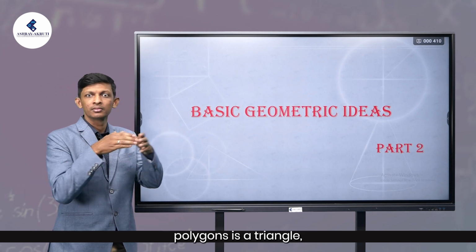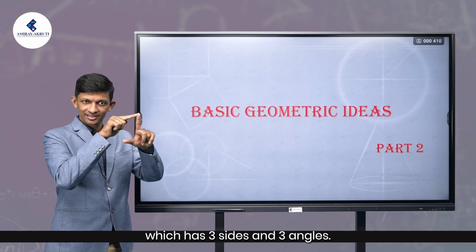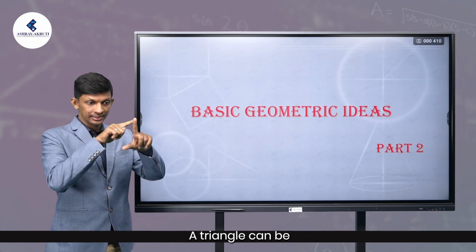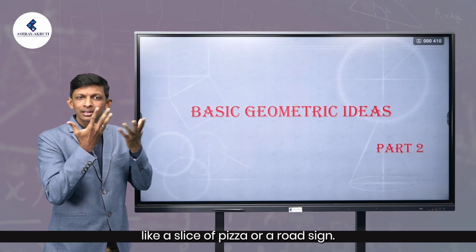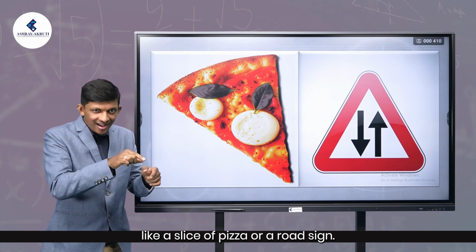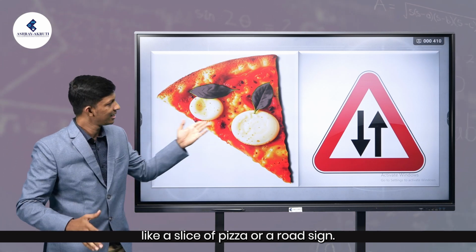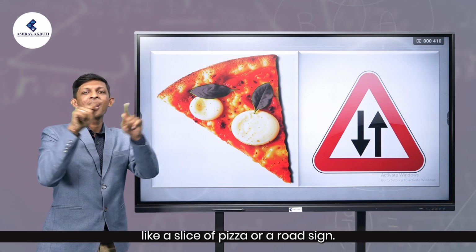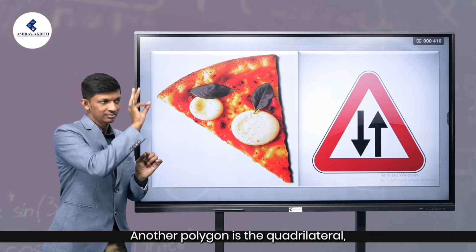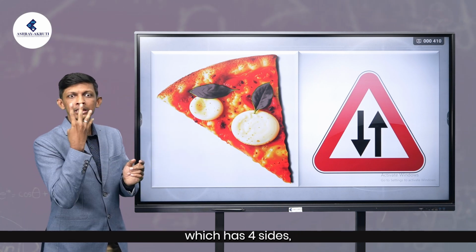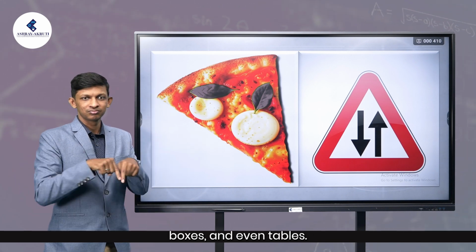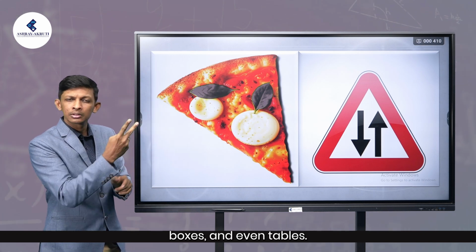One of the most common polygons is a triangle, which has 3 sides and 3 angles. A triangle can be found in many things like a slice of pizza or a road sign. Another polygon is a quadrilateral, which has 4 sides like a rectangle or square that you can see on books, boxes, and even tables.